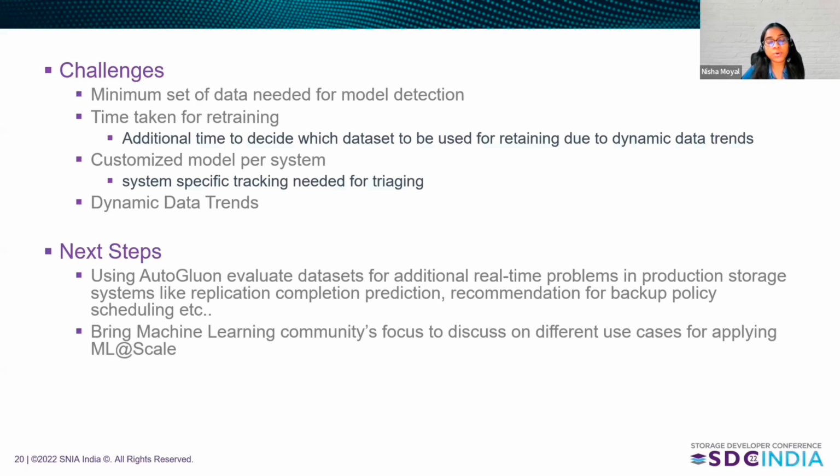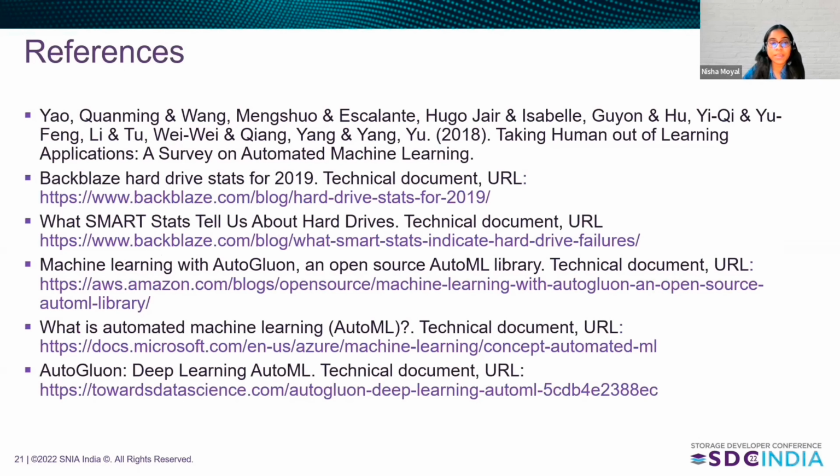Using AutoGluon, we can evaluate data sets for additional real-time problems in production storage systems, like replication completion prediction, recommendation for backup policy scheduling, etc. We want to bring the ML community's focus to discuss different types of use cases where we can apply ML at scale. With this, here are our references.